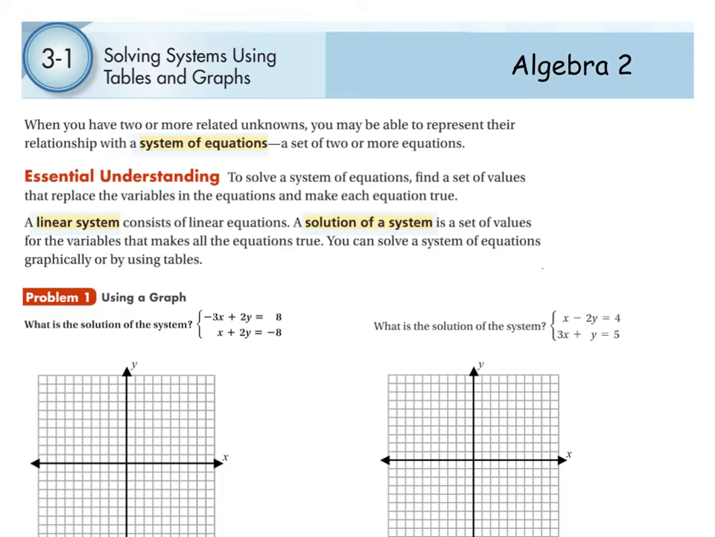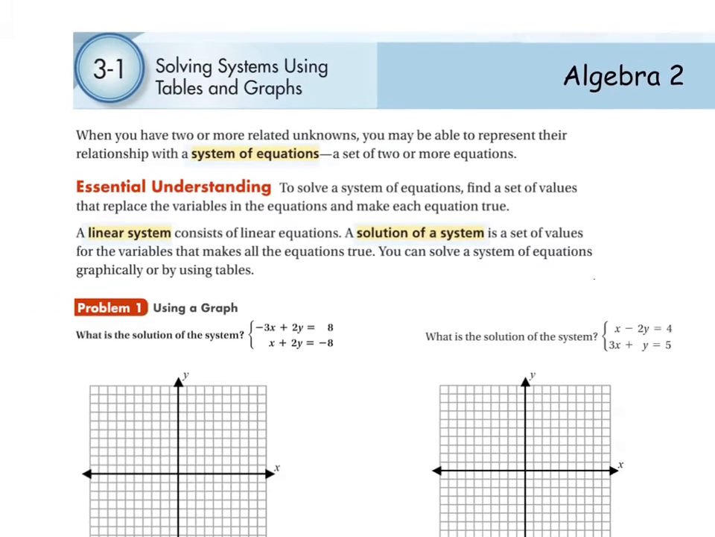In section 3-1, we are solving systems of equations. Now, a system of equations is literally where we have two or more equations, okay? They are giving us values of x and y, and we're solving for x and y in all those equations. So, a system of equations is two or more equations.